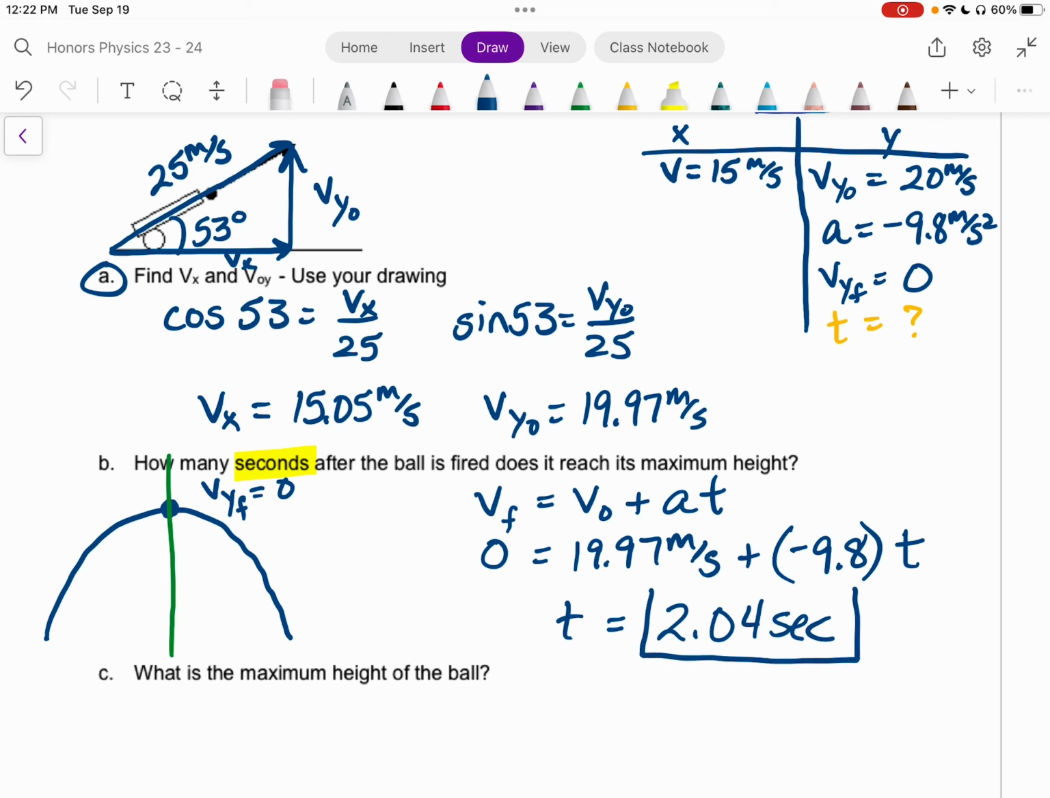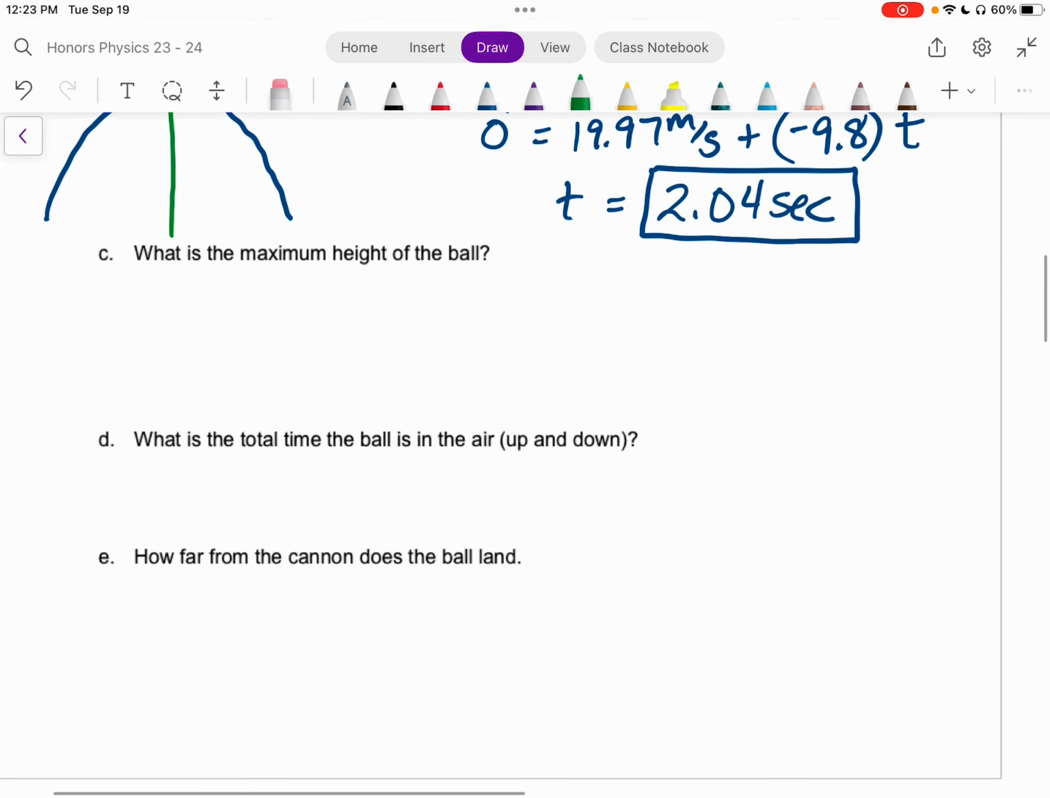Letter C, what is the maximum height? So essentially, I'm working off of this table up here again, and this time I'm looking for the distance. I can use the time that I just found because I am only going to the highest point, or I can go back and use just VO, VF, and A. And so pick your favorite equation. So here you could use like a D equals VOT plus 1/2 AT squared. That would work perfectly fine.